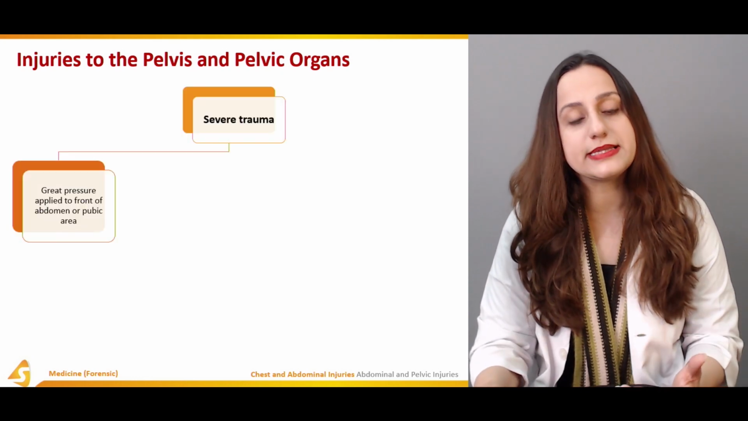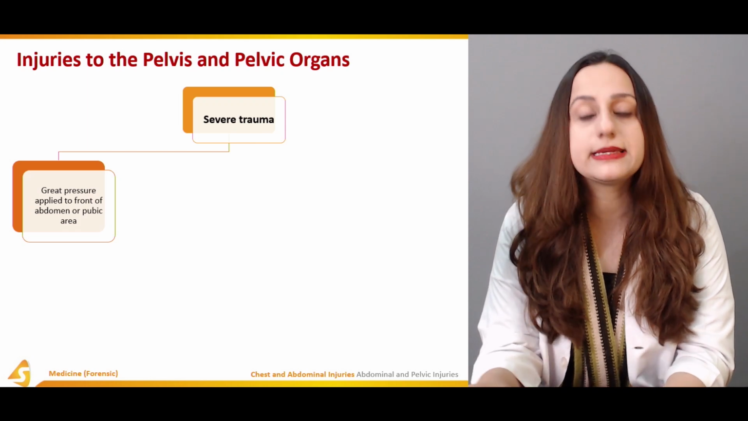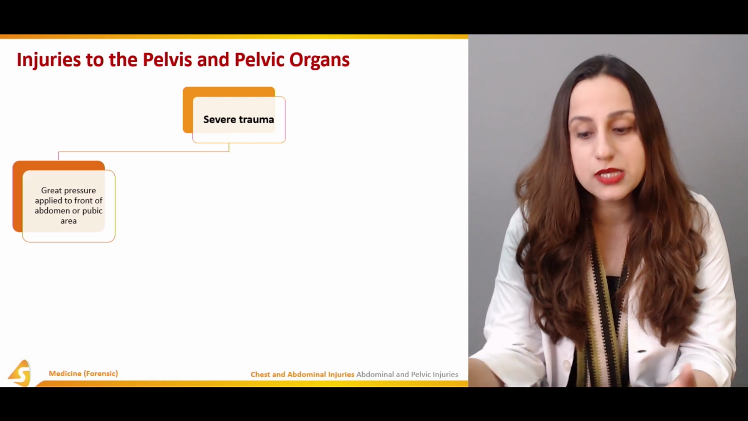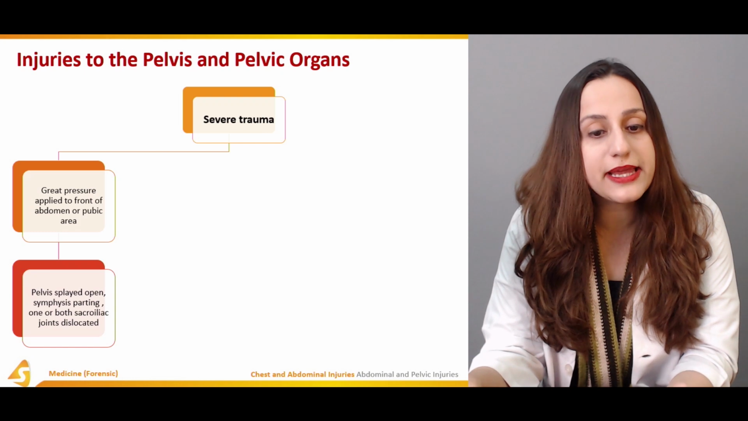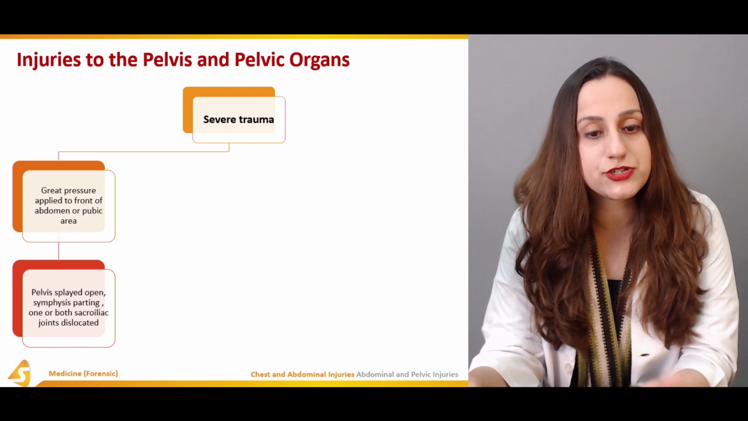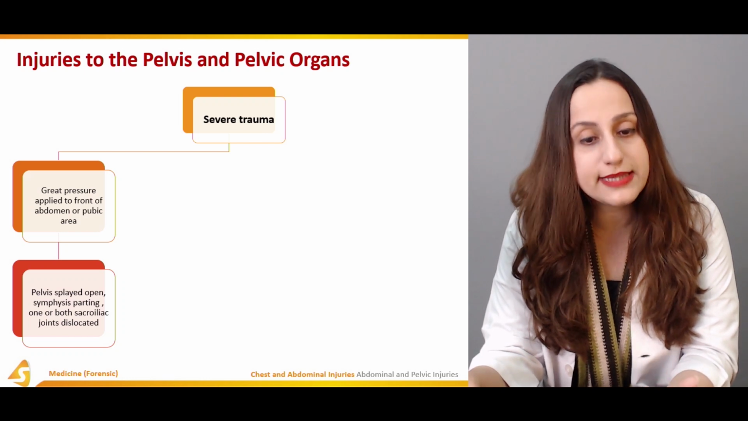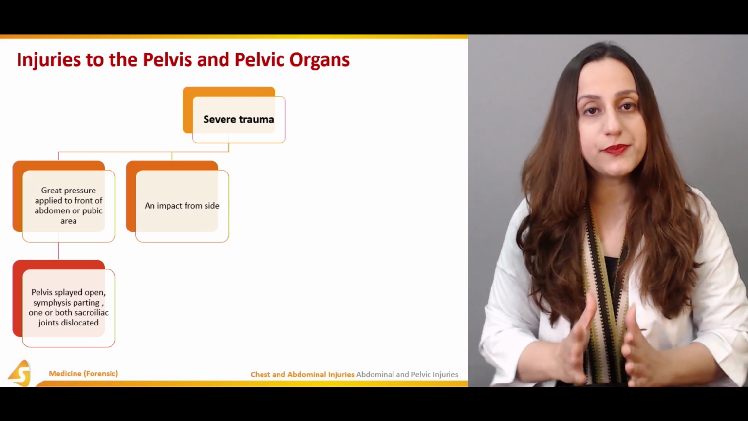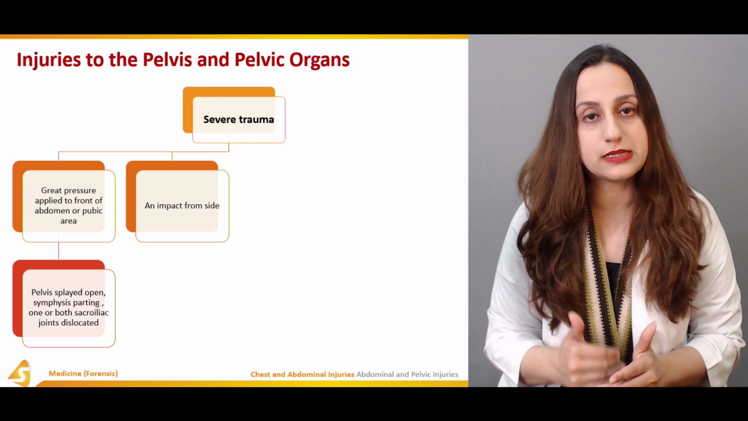Severe trauma is basically great pressure applied in front of the abdomen or the pubic area. It can be any blunt force trauma, sharp force trauma, firearm injuries, whatever the case may be. Now, the pelvis is splayed open in these great pressure cases, and the symphysis pubis is parting. One or both the sacroiliac joints are dislocated, and impact from the side. So the front pressure is basically going to put pressure on the pelvis and the pubic symphysis.